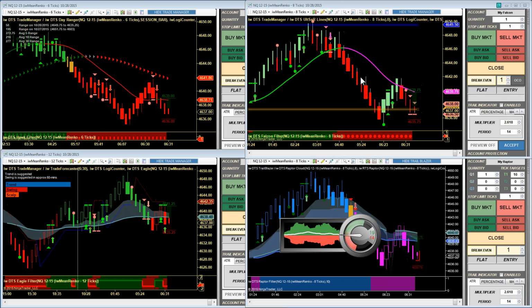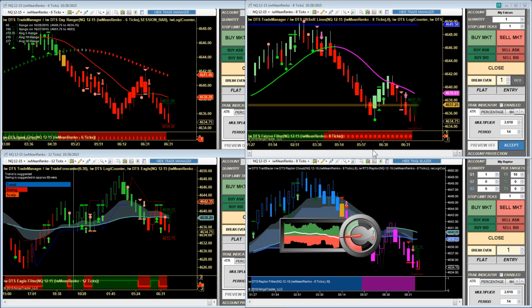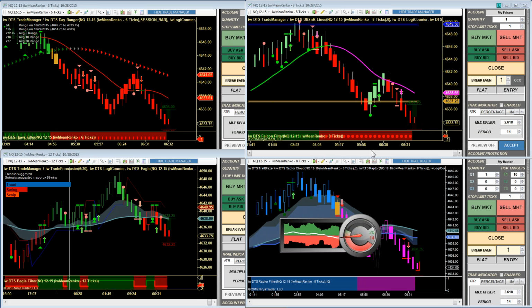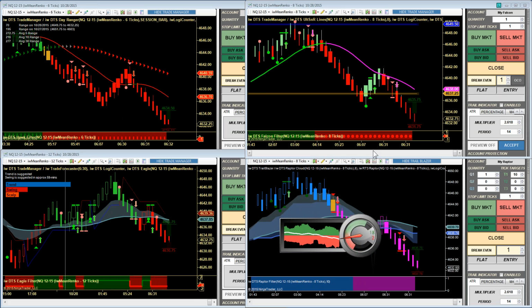Top right is the Falcon Swing Trader. Bottom left is the Eagle Trend Trader. And the bottom right is the Raptor. Now, the Raptor is the latest addition to the DTS family. The Raptor actually incorporates elements of the other three birds all into one trading tool. The charts you're looking at here are the NASDAQ. I'm also watching gold and crude oil on my other monitor, but I would be happy to take a look at any market which is of interest to you.